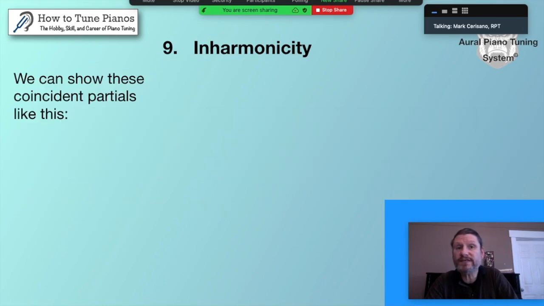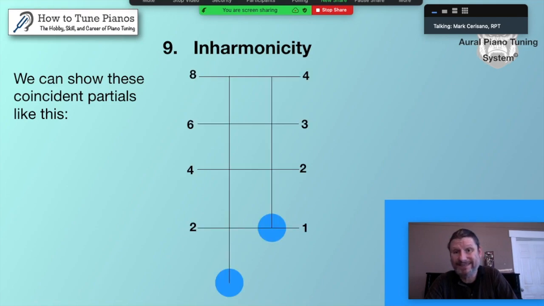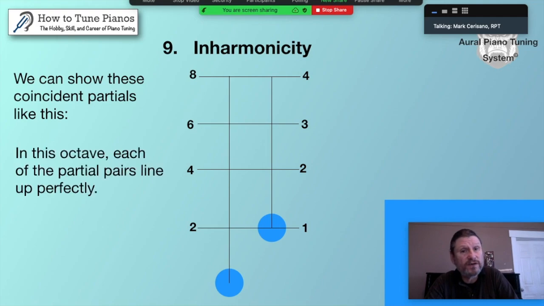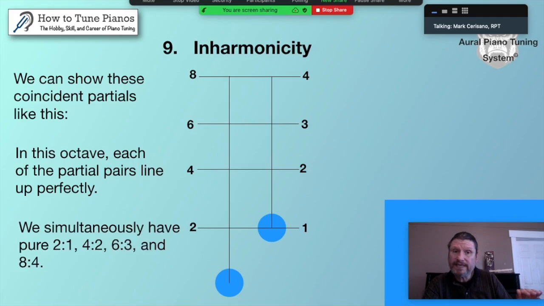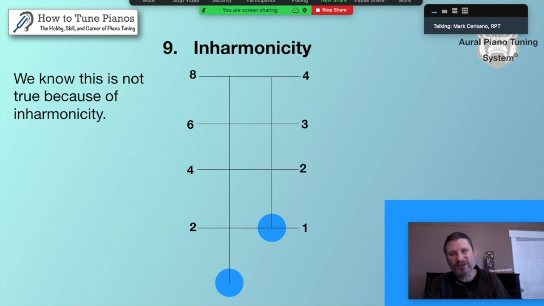We can show these coincident partials like this. The 2-1, the 4-2, the 6-3, and the 8-4. In this octave, each of the partial pairs lines up perfectly. We have simultaneously produced pure 2-1, pure 4-2, pure 6-3, and pure 8-4, no beating at any of those coincident partials. But this is not true.